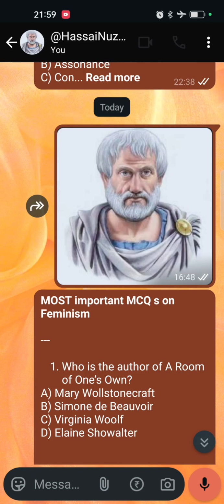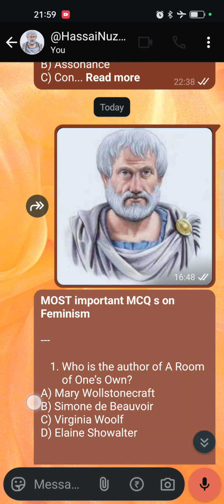Feminism is a socio-political movement that advocates for equality. Hi, hello, I am here with the most important topic of English literature, and that is the most important MCQs of feminism. In every exam we would definitely get 3 to 4 marks from this topic. So here we are going to start from the first one.